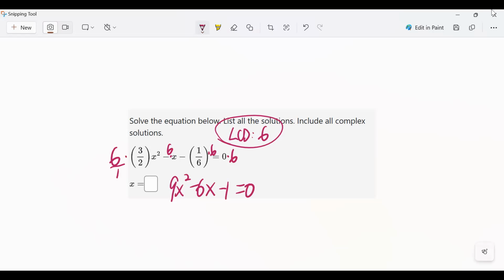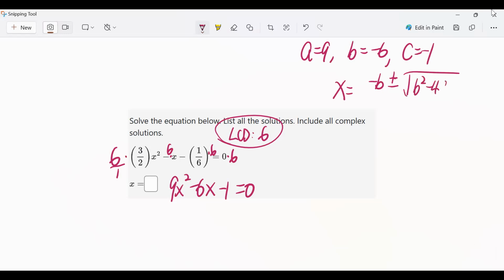Now here we get a is 9, b is -6, and c is -1. So the quadratic formula: x equals minus b plus or minus radical b squared minus 4ac, over 2a. Now we go from there, right?